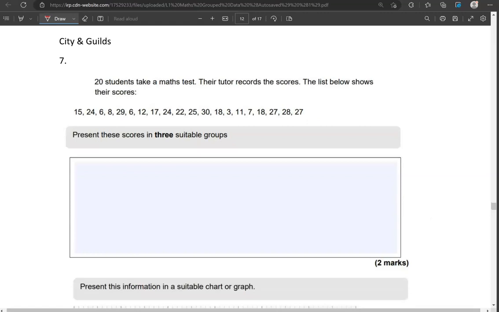"20 students take a maths test. Their tutor records the scores. The list below shows their scores. Present the scores in 3 suitable groups." Looking at the scores, we could have 0 to 10, 11 to 20, 21 to 30.